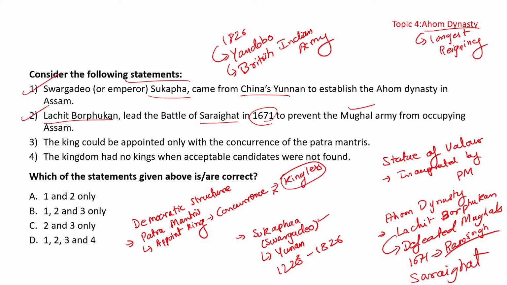Absolutely correct. The king could be appointed only with the concurrence of Patramantris. Yes, concurrence was needed. We have looked into that also. The kingdom had no kings when acceptable candidates were not found. Yes, this is also correct. So what do we see? All the statements are correct. Hence our answer will be D, 1, 2, 3 and 4.